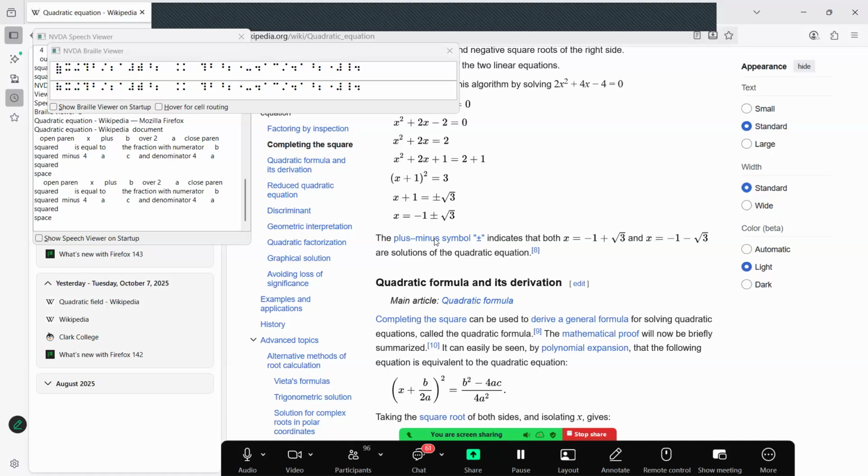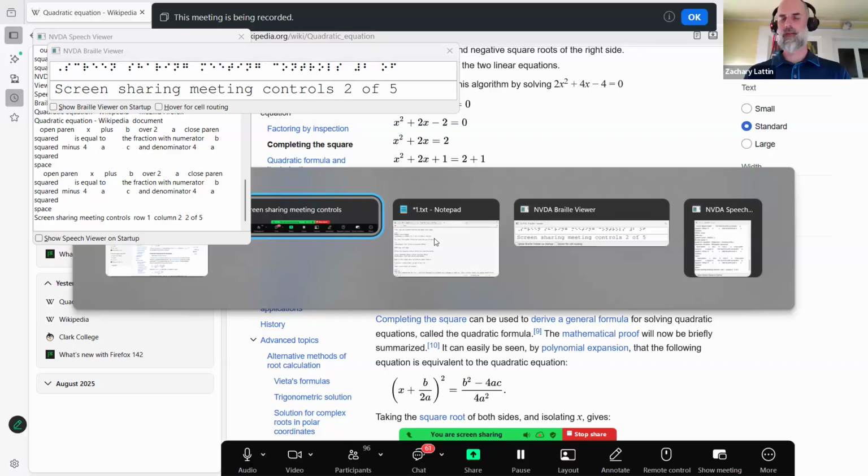I don't think I'm seeing or hearing anything. Awesome. Screen sharing. Yeah. Mute. Stop.